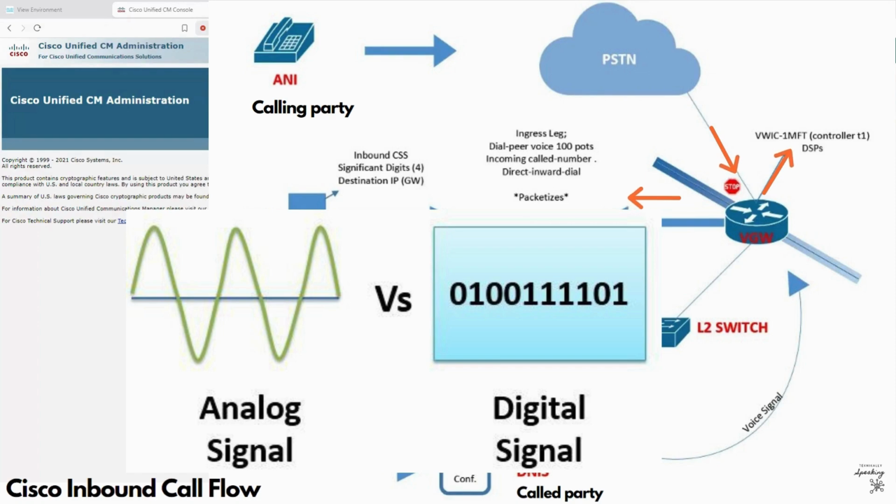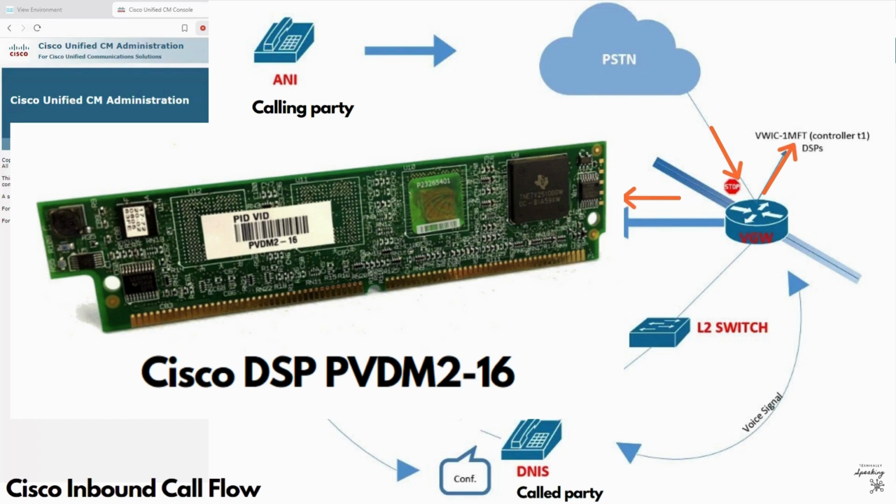This whole job is completed by the DSPs. There are DSPs on the VWIC and inside the router, which is called a PVDM. Now, DSPs stand for Digital Signal Processors, and they're just specialized hardware components on a PVDM. PVDM stands for Packet Voice Digital Module, and this is all installed in a Cisco router. They handle the processing of voice and media streams, such as codec conversions, conferencing, and transcoding that's required for UC.